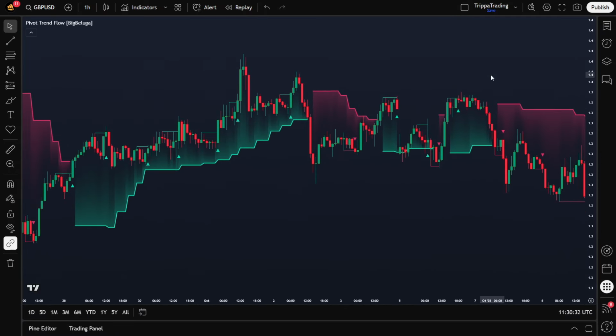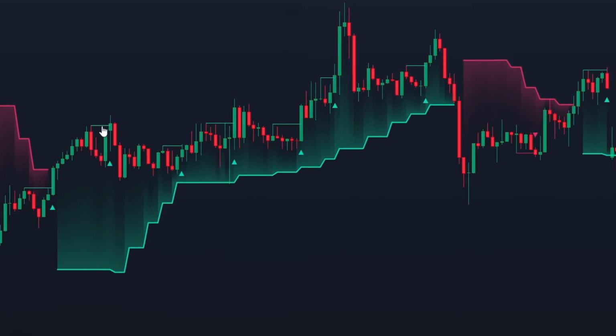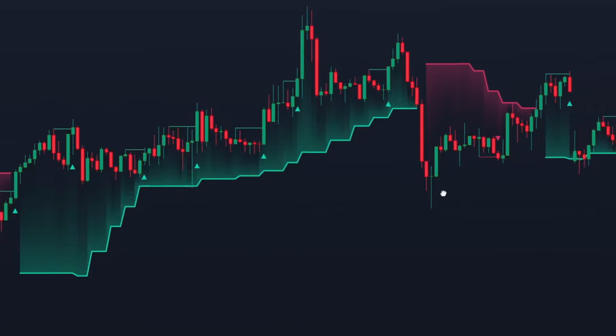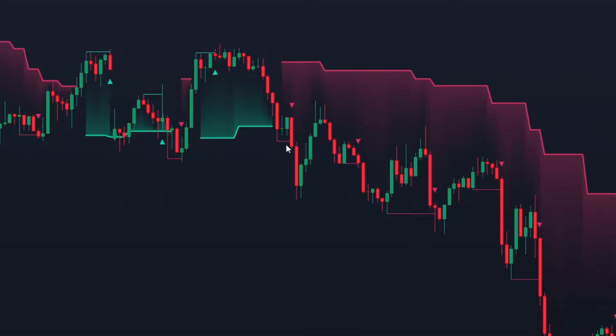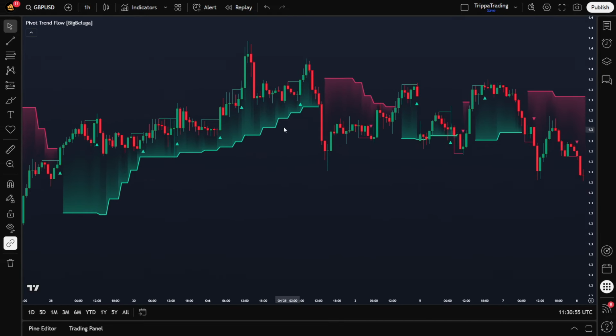Let me break it down in simple terms. The indicator reads the most recent pivot highs and lows and creates a moving floor and ceiling around price. When a candle closes above the upper line, the band flips to green and confirms a bullish trend. When a candle closes below the lower line, the band flips to red and confirms a bearish trend. That band literally tells you the current direction of the market. No guessing, no laggy confusion.